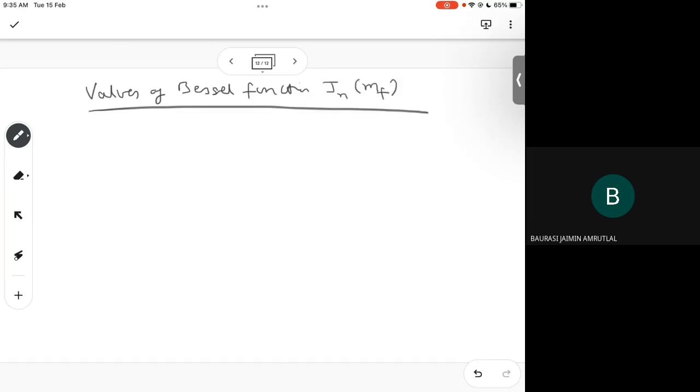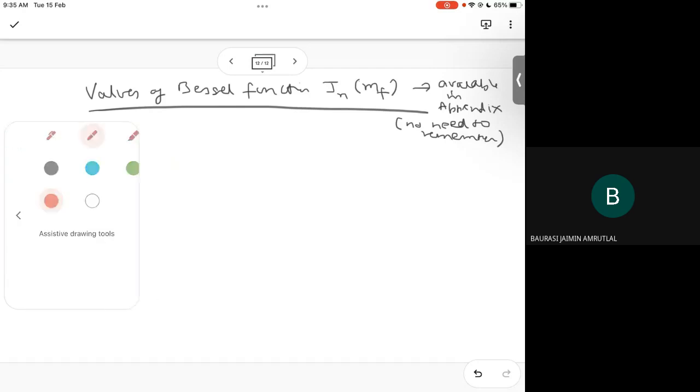okay. So this is available in the appendix of the books. Okay, so no need to remember. This is for your understanding. It is something like this. I have various values, so no need to remember. It will be provided to you whenever we solve the problems. How we solve the problem, that we'll understand.